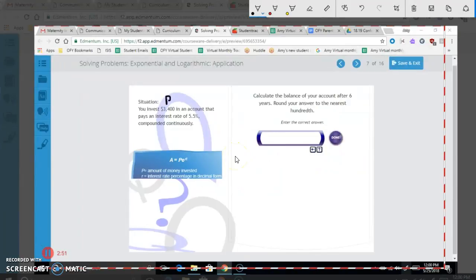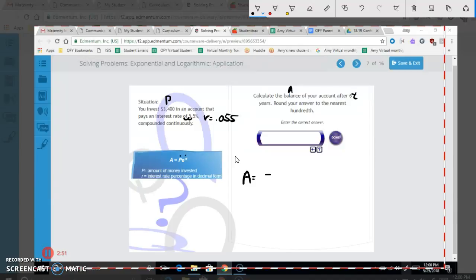We have our rate here. Since it's a percentage, we need to change to a decimal. Move it over twice: 0.055. So P is taken care of. e is just a number, r is taken care of. Now it says calculate the balance, so that's A, of your account after 6 years, which is T. So if we set this up, we don't know what A is. That's the easiest thing to find out.